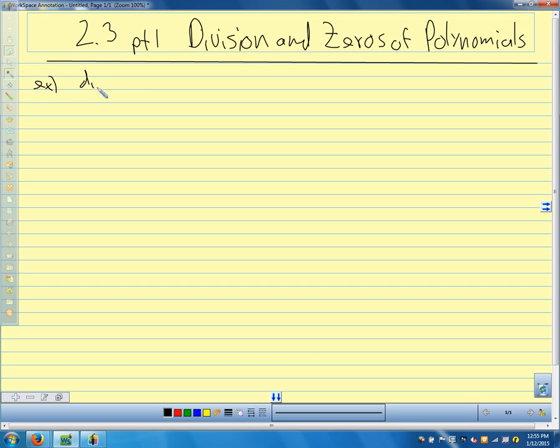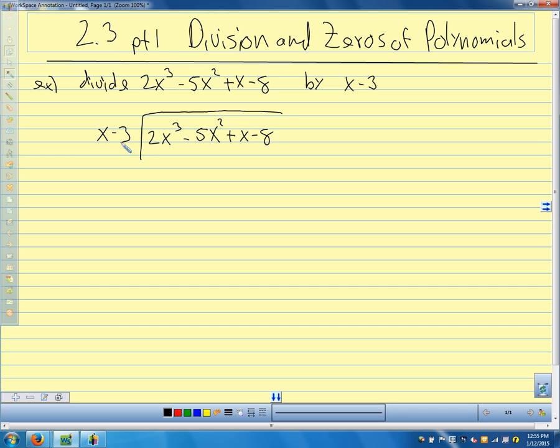So I want to divide 2x to the third minus 5x squared plus x minus 8 by x minus 3. So we're going to write our division. We're going to do long division first, and then we'll talk about a shortcut, because the shortcut doesn't always work. Just like if we were dividing numbers, I'm going to write it like so, x minus 3.